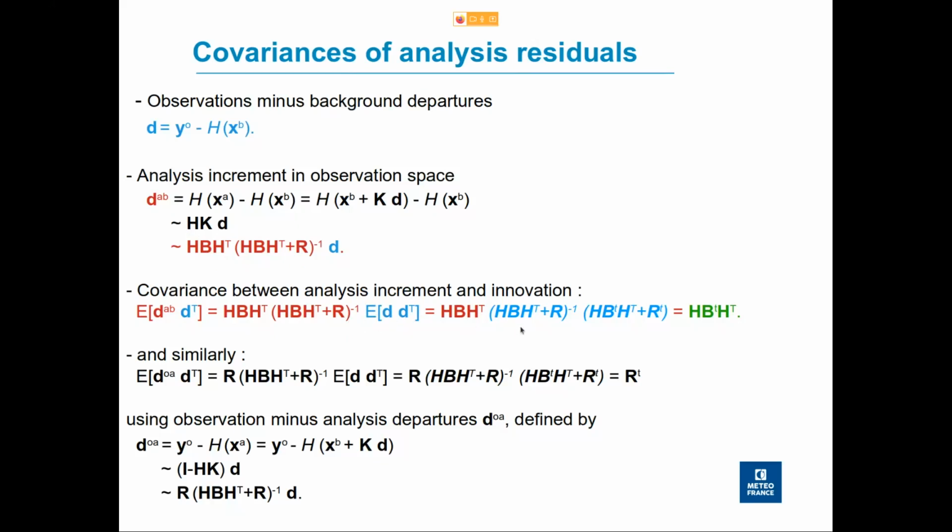And then it can be shown that if all the covariances are exact and optimal, there will be a cancellation between the inverse of the innovation covariance matrix here and the direct innovation covariance matrix here. So in this case, this covariance between analysis increment and innovation is equal to the true background error covariance in observation space. Similarly, it is possible to relate the observation error covariance matrix with the covariance between the obs minus analysis departure and the innovation following these derivations.